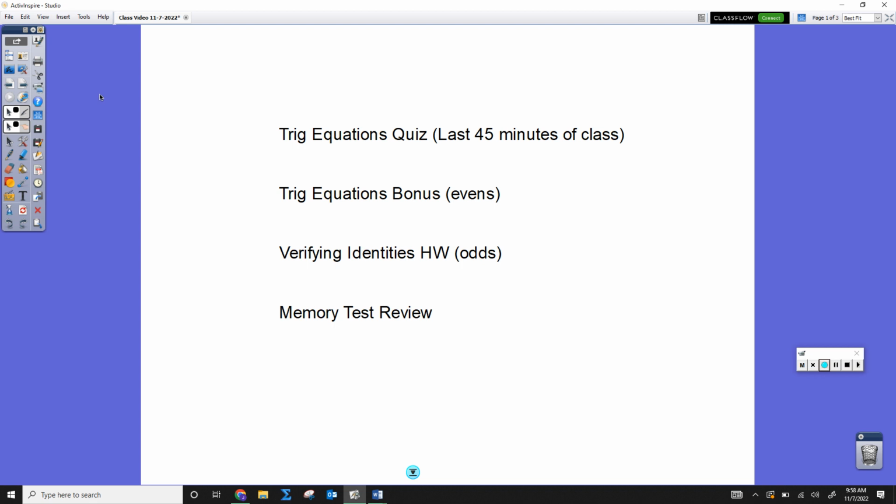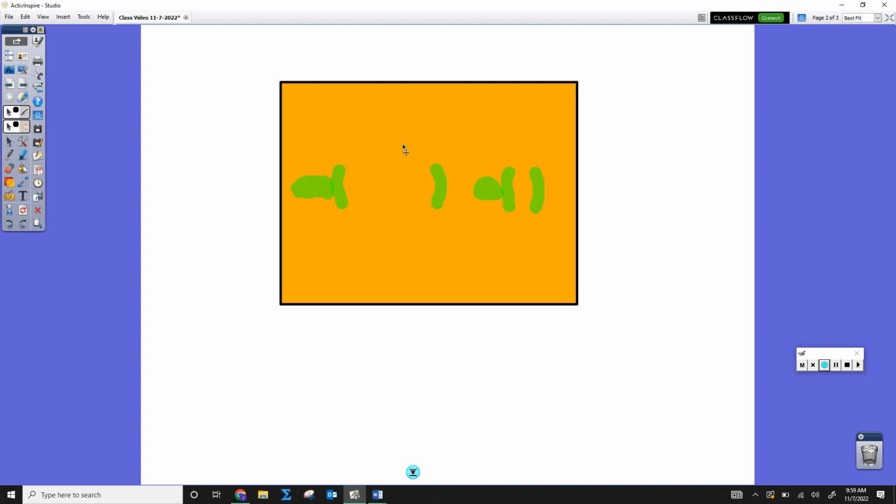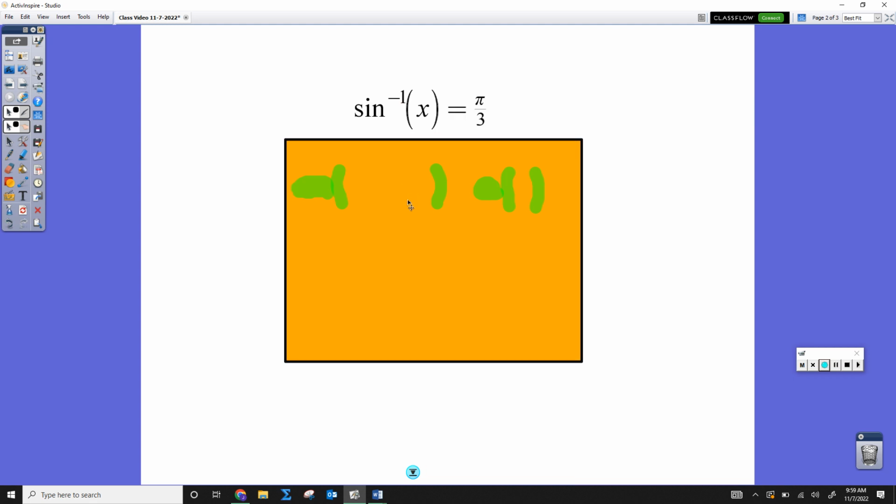Okay, the other two things I want to talk about are the trig equations, because they're really important. So I had two problems I just wanted to mention. Say you had a problem like this. We've done problems similar to it, but in this case, instead of it saying sine of x equals some like root 3 over 2 or 1/2, it's inverse sine of x is equal to pi over 3.